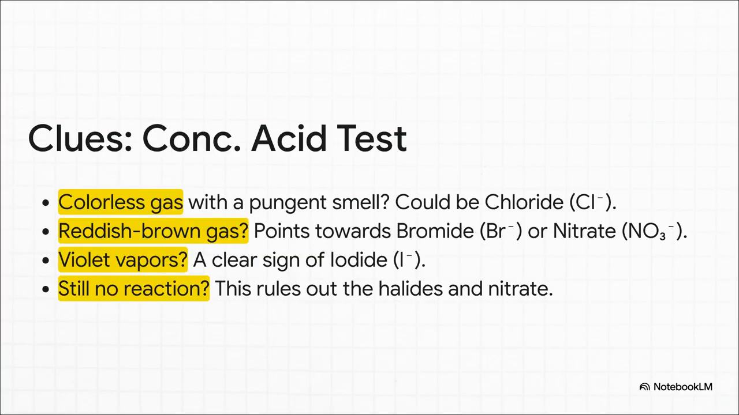And the clues we get here are way more dramatic. A sharp, pungent gas that kind of stings your nose, that's probably chloride. You see a reddish-brown gas filling up the tube? You're looking at either bromide or nitrate. But if you see these incredible, beautiful violet vapors, oh yeah, that's iodide for sure. And if you still get no reaction, that narrows it down even more, pointing us towards suspects like sulfate.